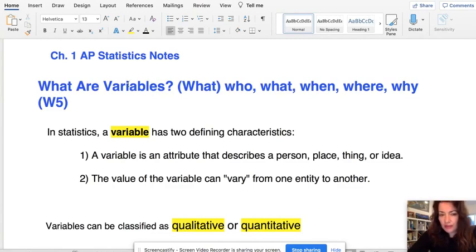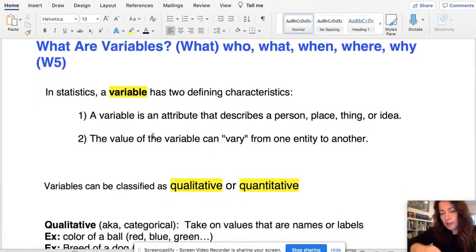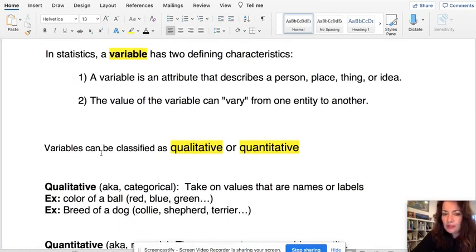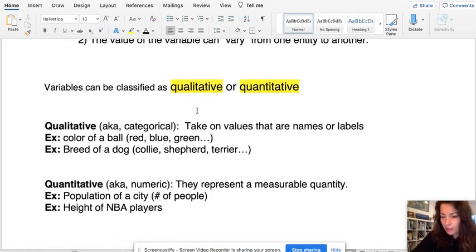Anytime we're looking at variables, what does that mean in statistics? It has two defining characteristics. So a variable is an attribute that describes a person, a place, or a thing, or an idea. But it could also vary. If we look at the type of variables we have, they could either be qualitative or quantitative. So I would say these are the most important things of this chapter.